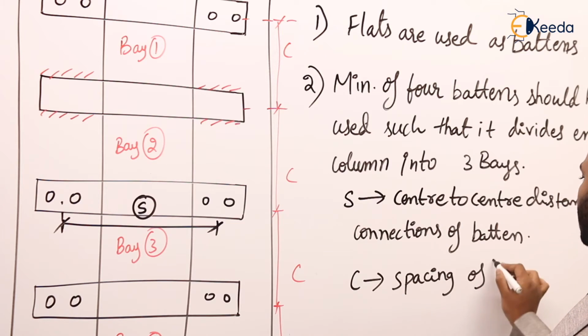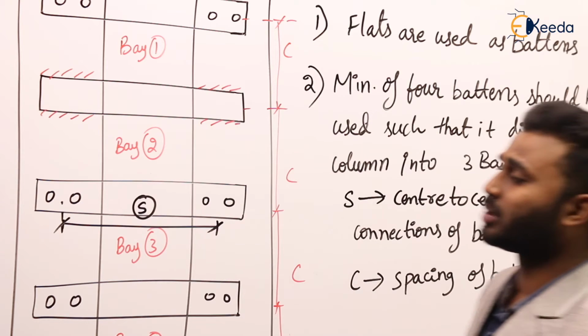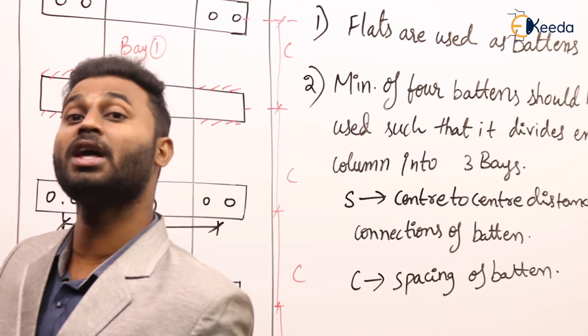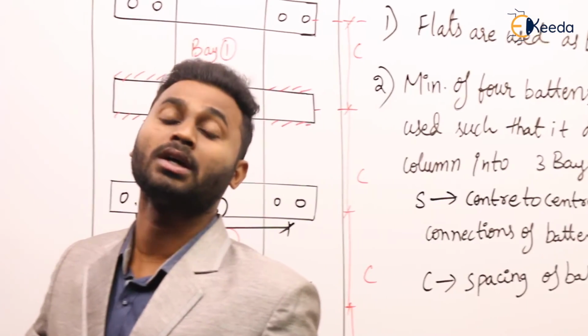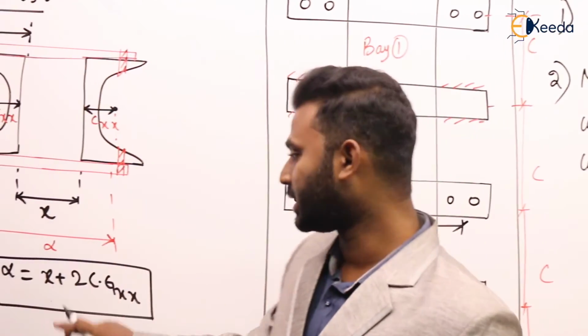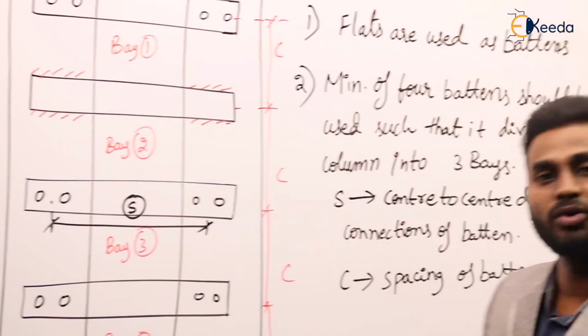C is the spacing of pattern. Agree? And after that, if you observe here, alpha. So what is alpha? Alpha is the center to center distance between the components of that pattern system, the components of that built up column. Clear? So that is alpha and this is S. So take it down. So we'll start discussing the provisions.